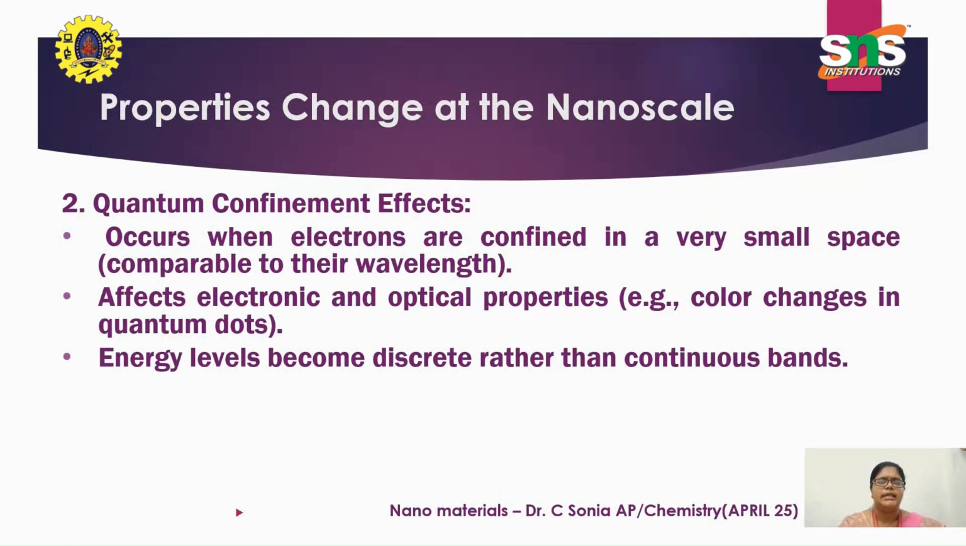Next is the quantum confinement effect. This occurs when the electrons are confined in a very small space, that is, comparable to their wavelengths. The effects are on electronic and optical properties, for example, the color change in quantum dots. And the energy levels become discrete rather than continuous bands. So these are the property changes at the nanoscale.